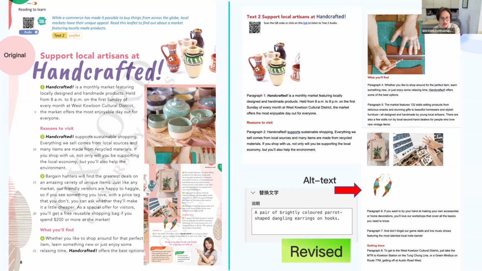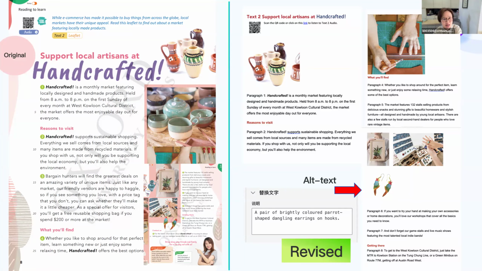Okay, so this slide shows that in the original material, there are many pictures of the products, the decorative design, the earrings, the stall, the poster, and so on. And none of these images has alt text, so students who cannot see the screen receive no information about them.